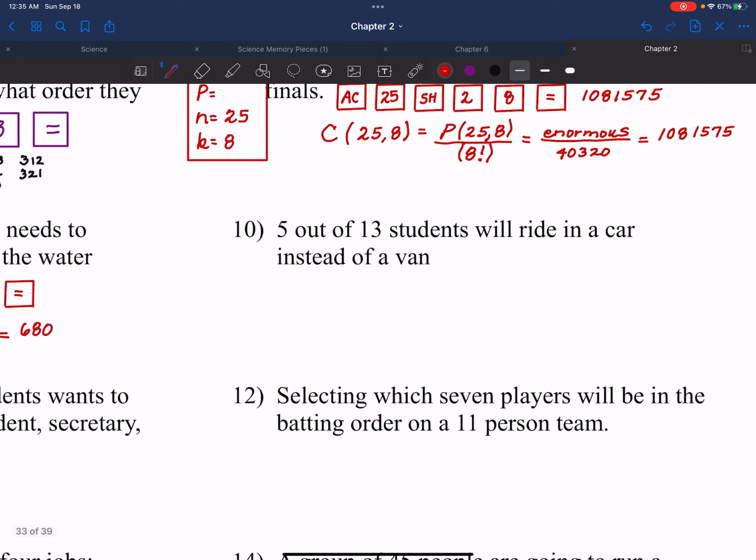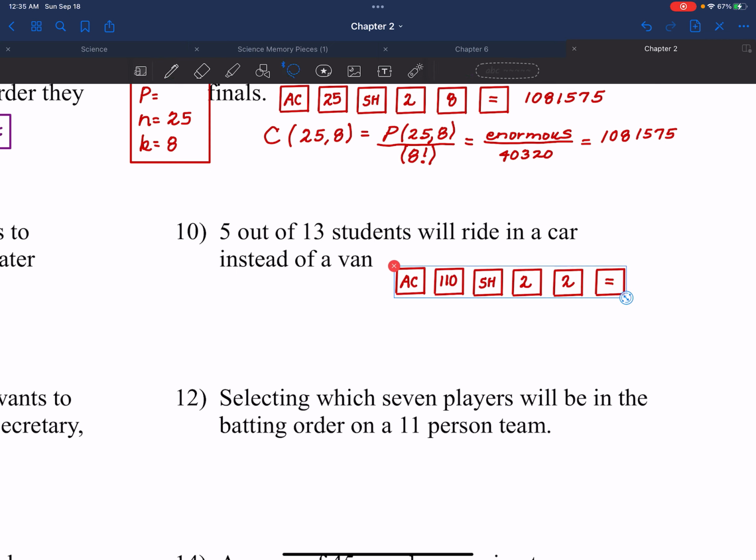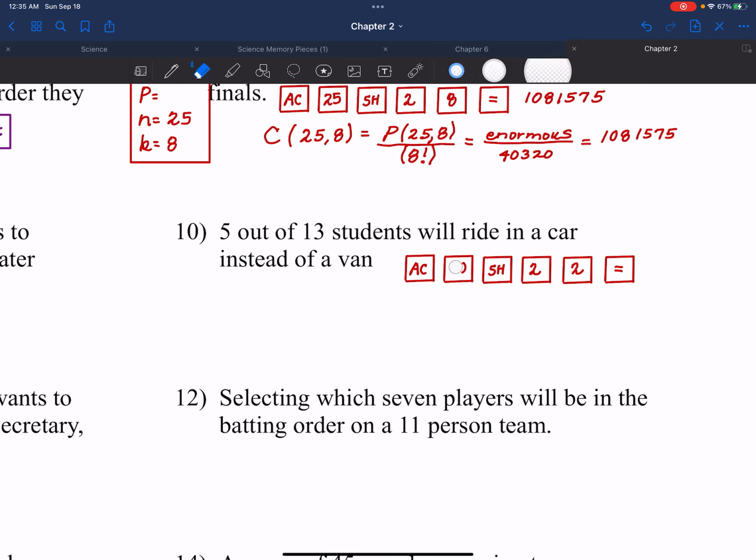And number 10. 5 out of 13 students will ride in a car instead of a van. Does it matter if you're the first one to get in the car or the 5th one? No. You have the same advantage if you're first as if you're 5th. So this is a combination. And let me take out these. I'll draw my variable box. So we have C, P, N, and K.